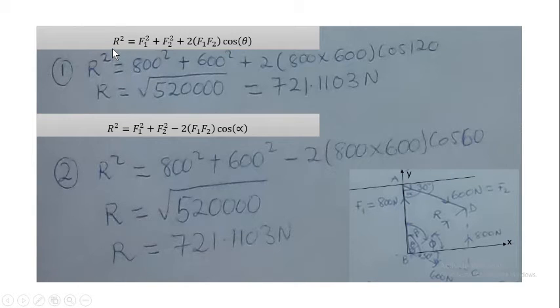Now, by cosine law, R squared should be equal to the F1 force squared plus F2 squared plus 2 times the product of F1 and F2 cos theta. Because we are using an addition, we have to use cos theta. So when you slot in your values carefully, the F1 force will be 800 Newton. So R squared equals 800 squared plus 600 squared, that's the F2 force, plus 2 times the product of F1, F2, which is 800 times 600 cos 120 degrees.